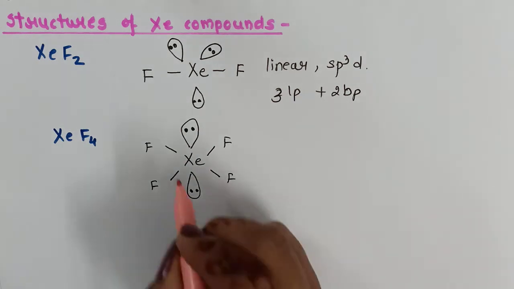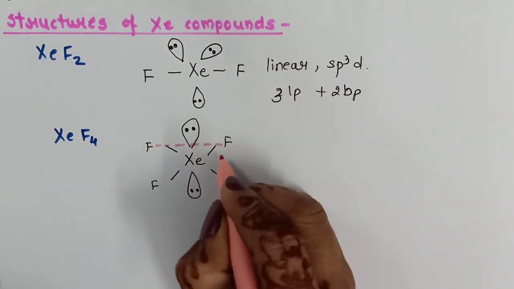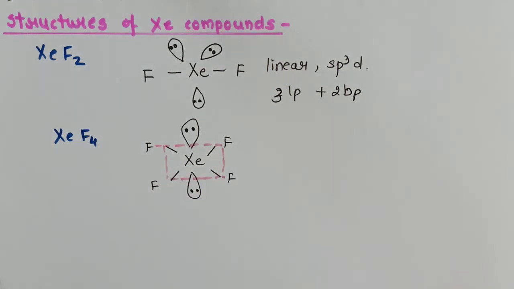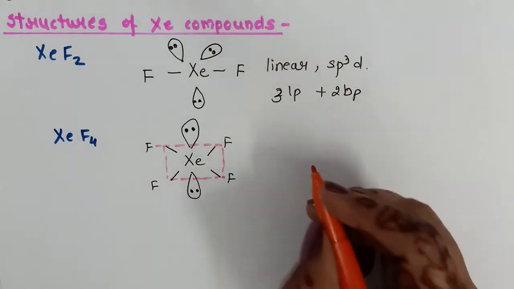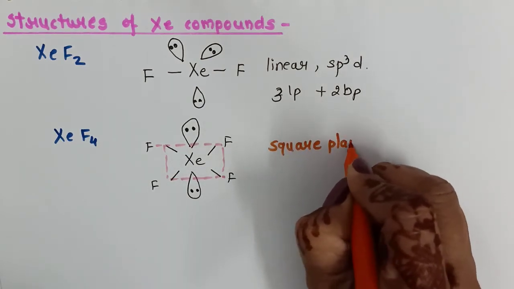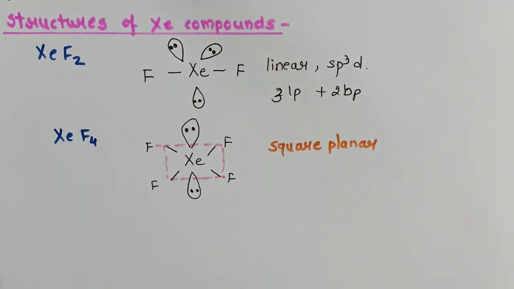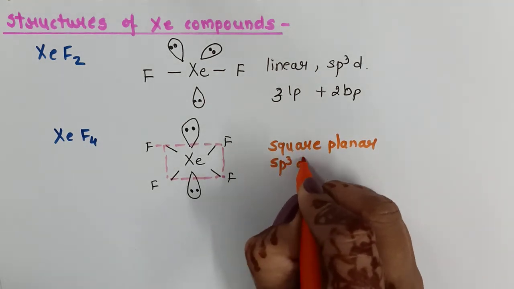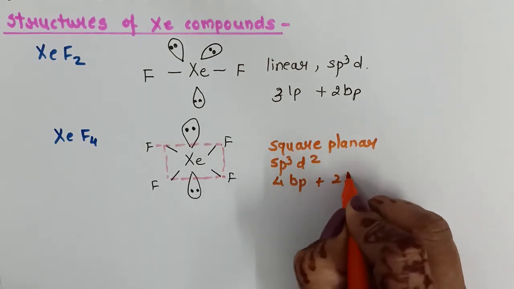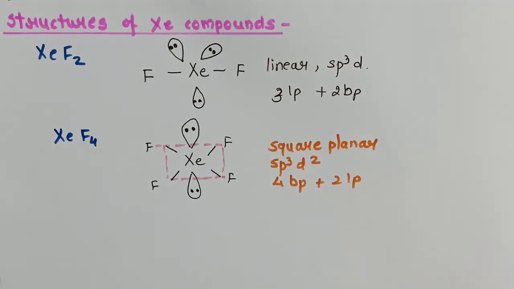As we can see in this structure, fluorine is situated at 4 different corners of a square, and therefore XeF4 will be a square planar structure, where the central atom will undergo sp3d2 hybridization, with 4 bond pairs and 2 lone pairs. Moving on to the next one.